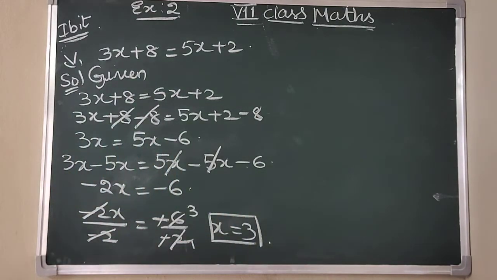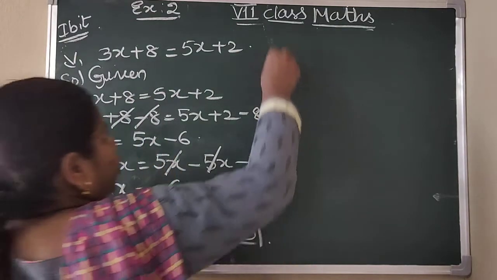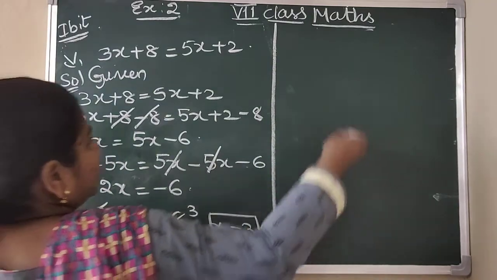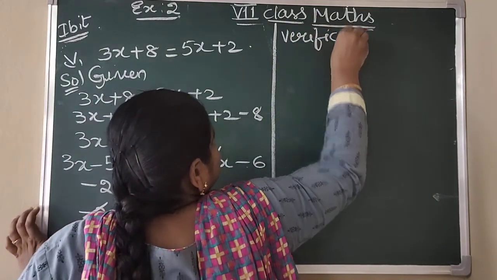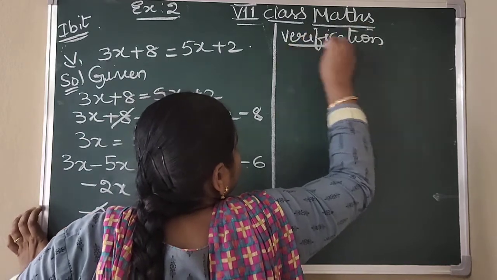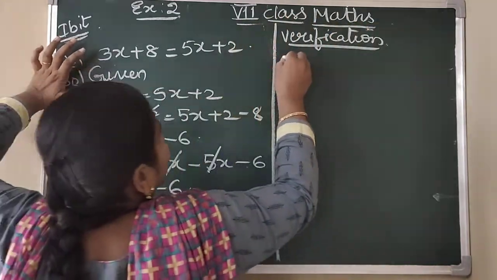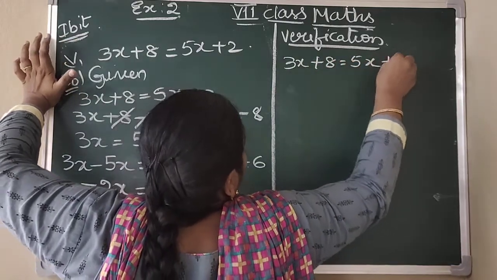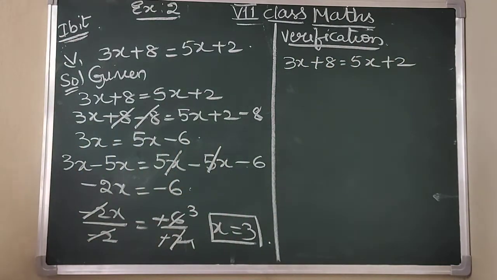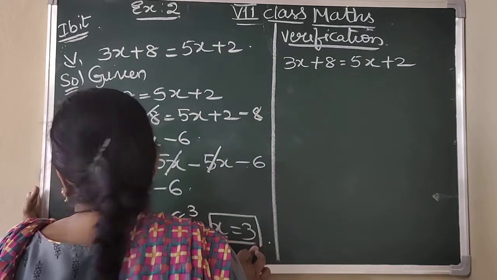Now we have to check whether we got the correct answer or not. So for that, verification. What is the question? 3x plus 8 is equal to 5x plus 2. Whenever the LHS part and RHS part are equal, then what we did will be a correct answer. So substitute 3 in place of x.